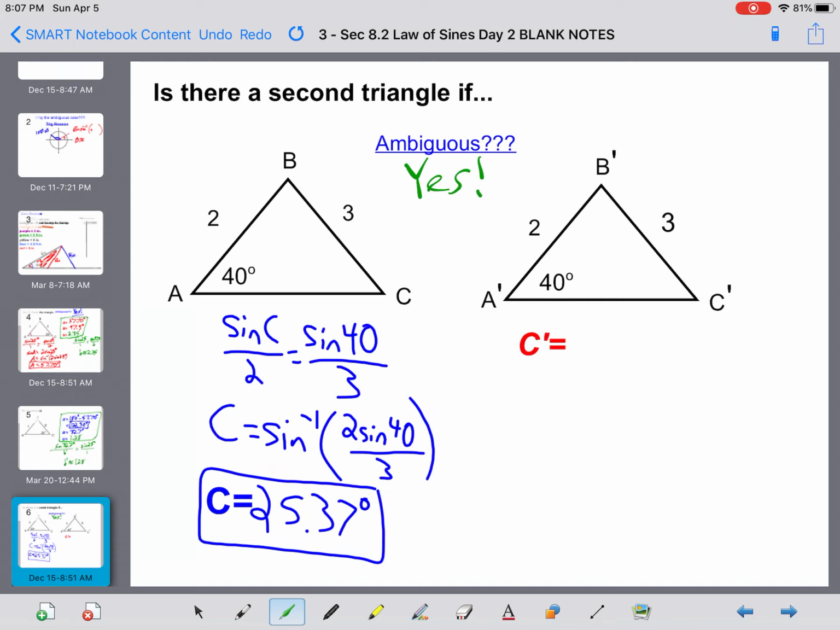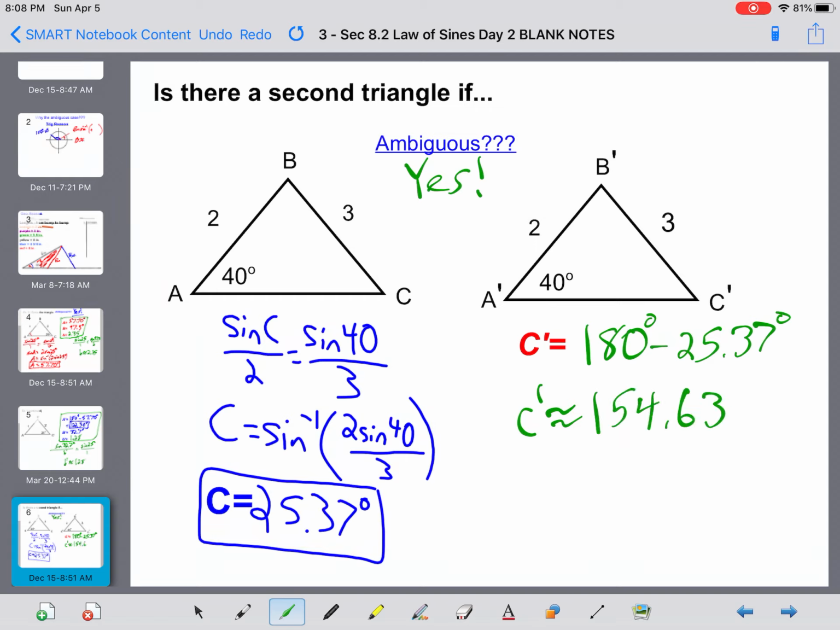After you find the 25.37, your very next step has to be come over here and find C prime. So that's, again, this one down here is in quadrant 1. What you're basically doing is finding the angle in quadrant 2 that also has the same sine ratio. So we do 180 degrees minus 25.37 degrees. And your C prime then would be approximately, I just realized I'm in green. I wanted to be in red. No big deal. Should be approximately 154.63 degrees.